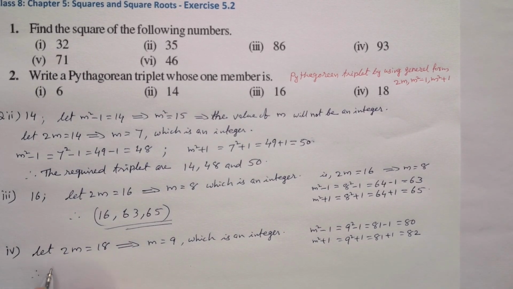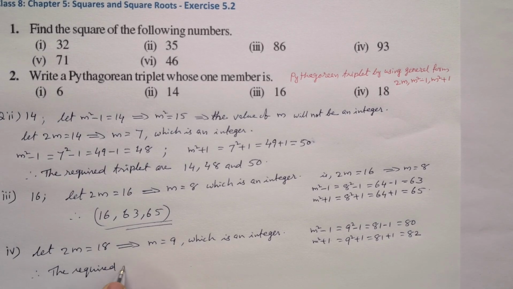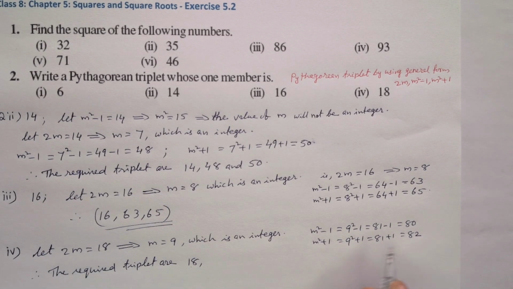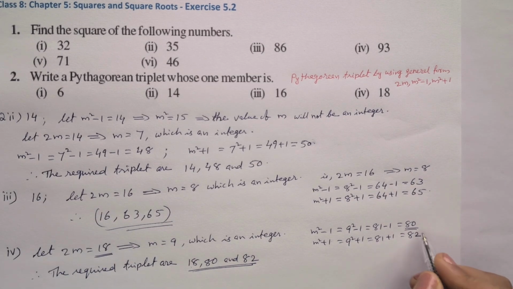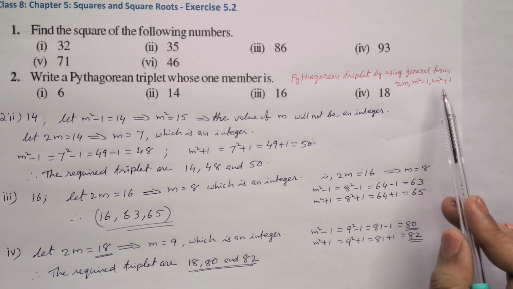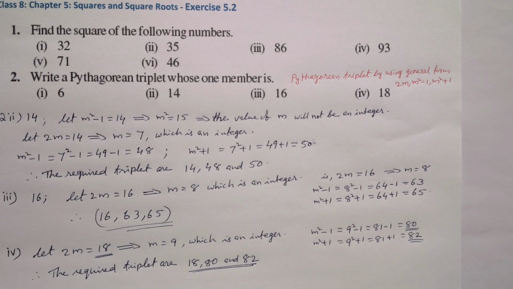So we can write therefore the required triplet are 2m is 18, then m square minus 1, 80, and 82. So the Pythagorean triplet using the general format is 2m, m square minus 1, m square plus 1.